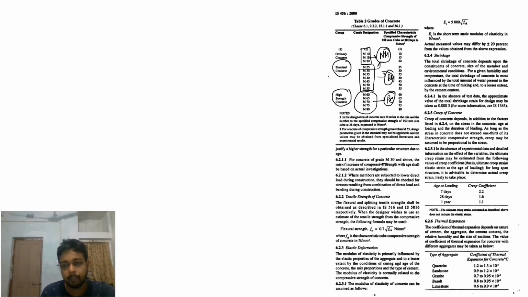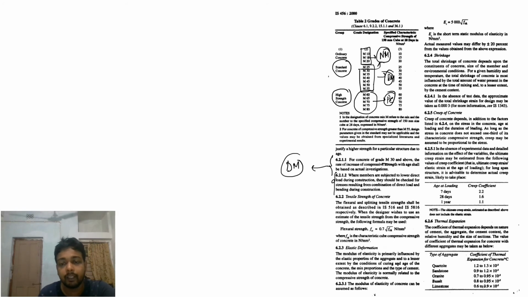For a concrete grade M30 and above, the rate of increase of compressive strength with age shall be based on actual investigation. Why? Because we do the design mix when the grade of concrete is M30 or more. While members are subjected to lower direct load during construction, they should be checked for stresses resulting from the combination of direct load and bending during construction. Let us talk about the load combination.